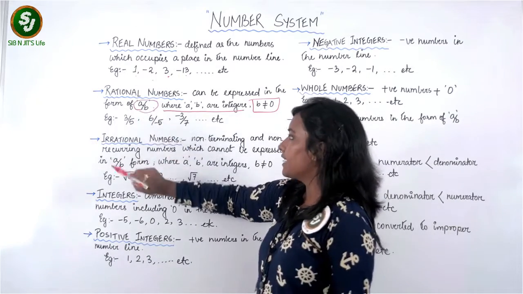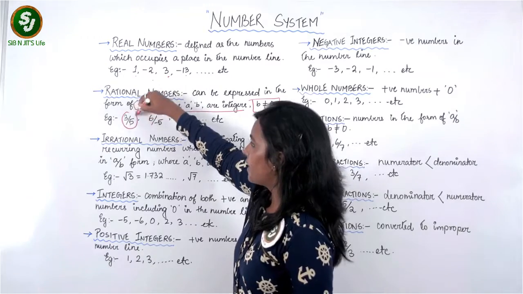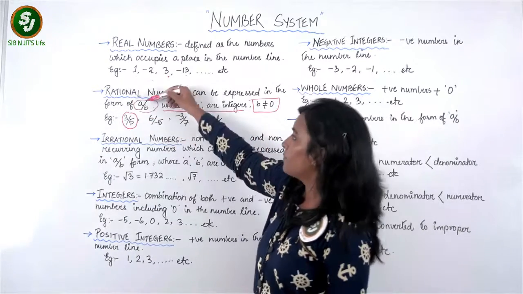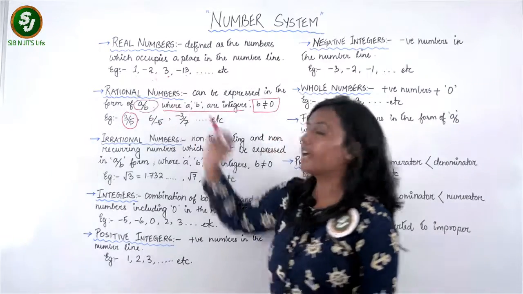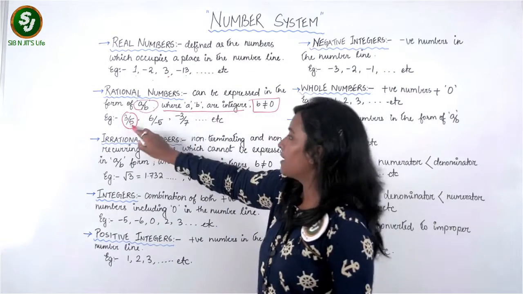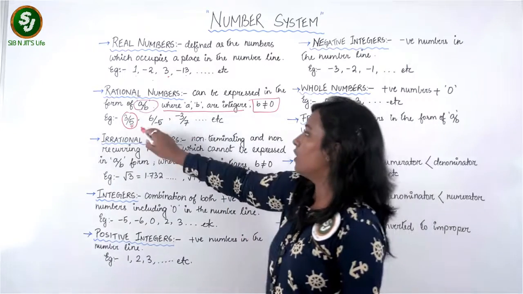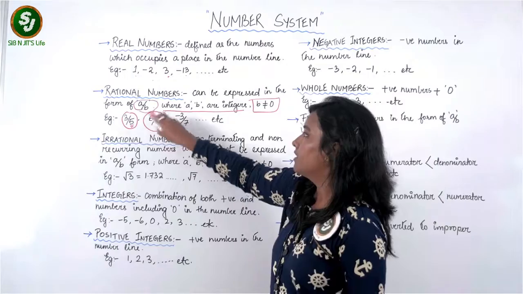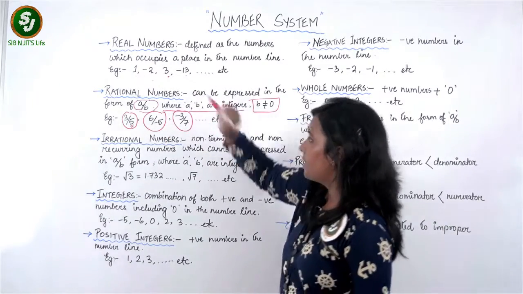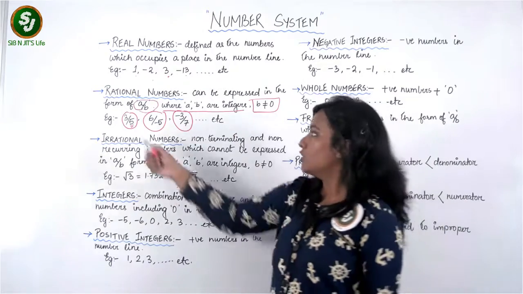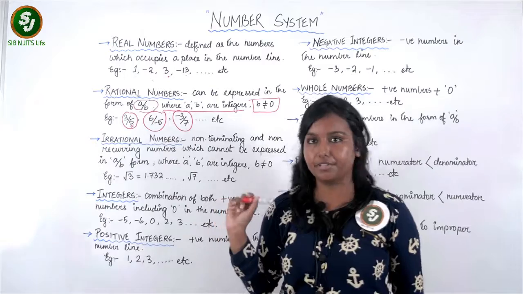So an example in this case is 3 by 5. Now this number 3 by 5 is expressed in the form of a by b, isn't it? 3 by 5, where 3 and 5 are both integers and here b is equal to 5, which is not equal to 0, right? So other examples here are 6 by minus 5, or you can say minus 3 by 7. Such kind of numbers fall in the category of rational numbers.